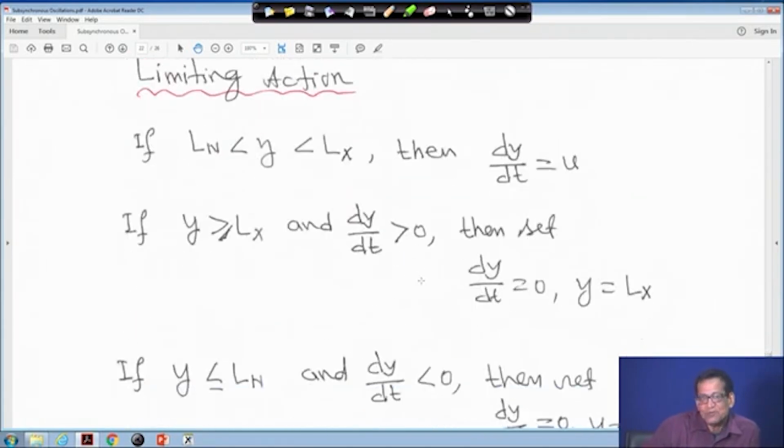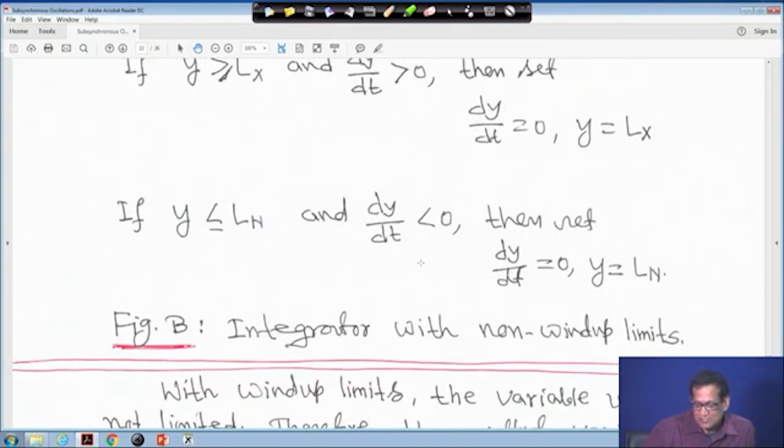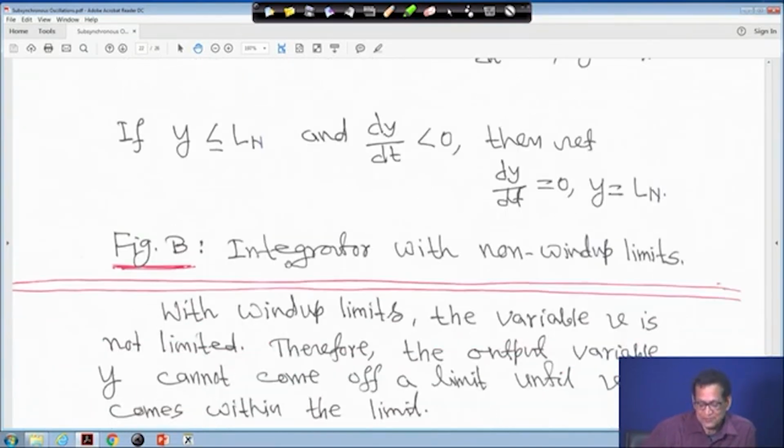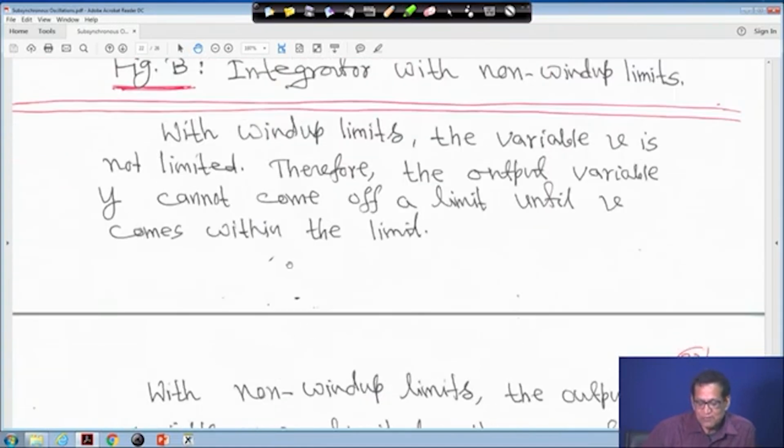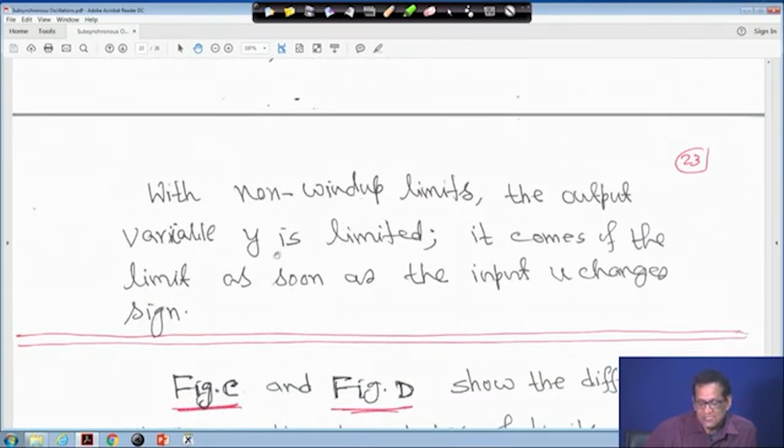And you can write code, of course. Nowadays you put everything in MATLAB, but at least see how things are happening if you write code of your own. So, this is an integrator with non-windup limits. Next is the one with windup limits: the variable v is not limited. Therefore, the output variable y cannot come off a limit until v comes within the limit. Similarly, with non-windup limits, the output variable y is limited. It comes off the limit as soon as the input u changes sign, positive or negative.